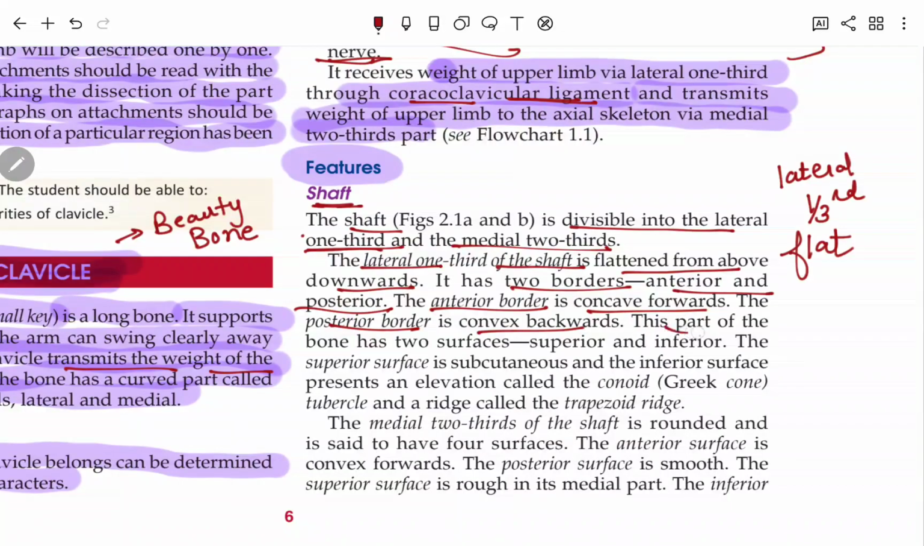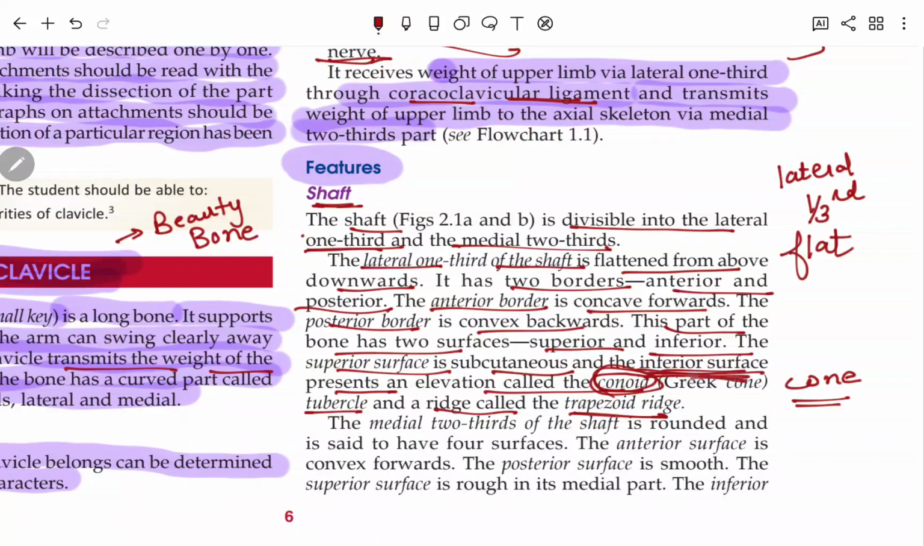This part of the bone has two surfaces, superior and inferior. The superior surface is subcutaneous. The inferior presents an elevation called the conoid tubercle. You need to remember the word conoid. Conoid means cone, in Greek it's cone. Conoid tubercle and a ridge called the trapezoid ridge are present on the inferior surface.